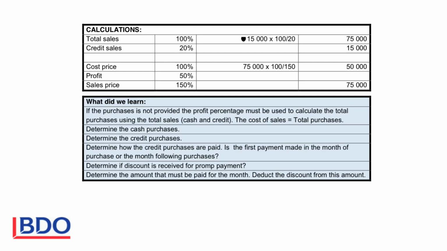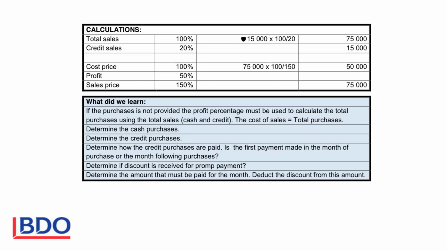Okay, so if we look at our calculations, the total sales was 100%, so 50,000 times 100 over 20 will give us 75,000. That we had to calculate. Okay, and the cost price every time you will take 100 over 150 to calculate the cost price.